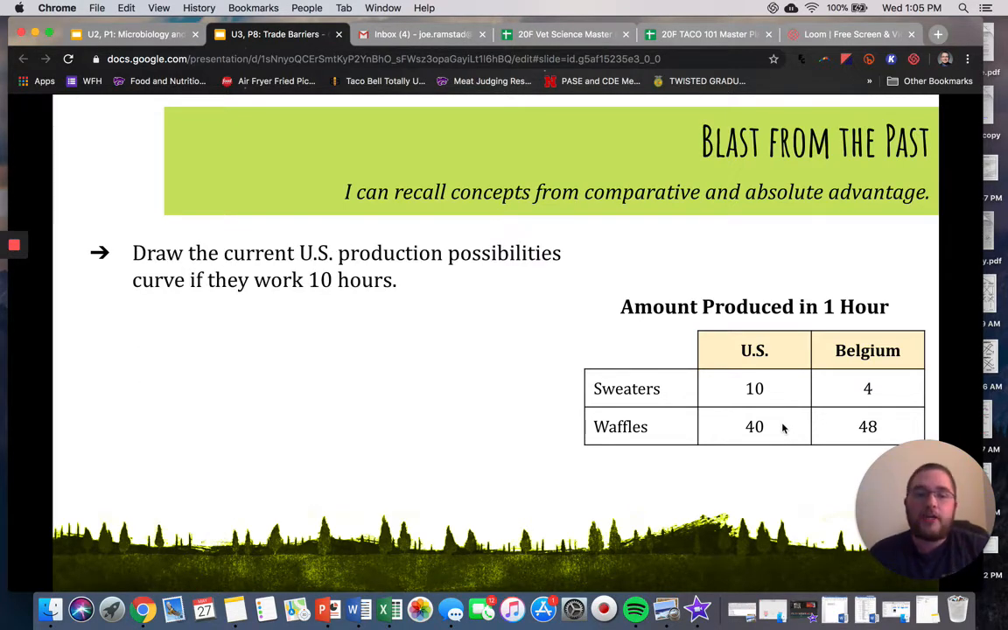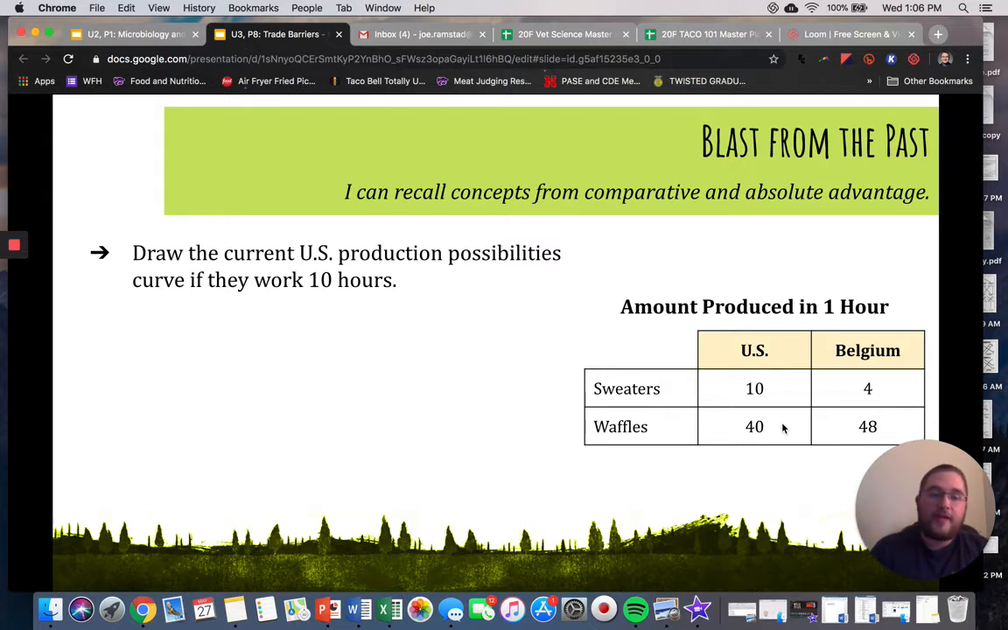So now I want you to go back and think about how to draw a production possibilities curve or production possibilities frontier. I want you to draw the current US curve based off of the data. So remember here on this chart, we have the amount produced in 1 hour. So you're going to have to probably multiply everything by 10 as you construct your production possibilities frontier. We did this yesterday, but go ahead, hit pause, and then we'll see how you did.